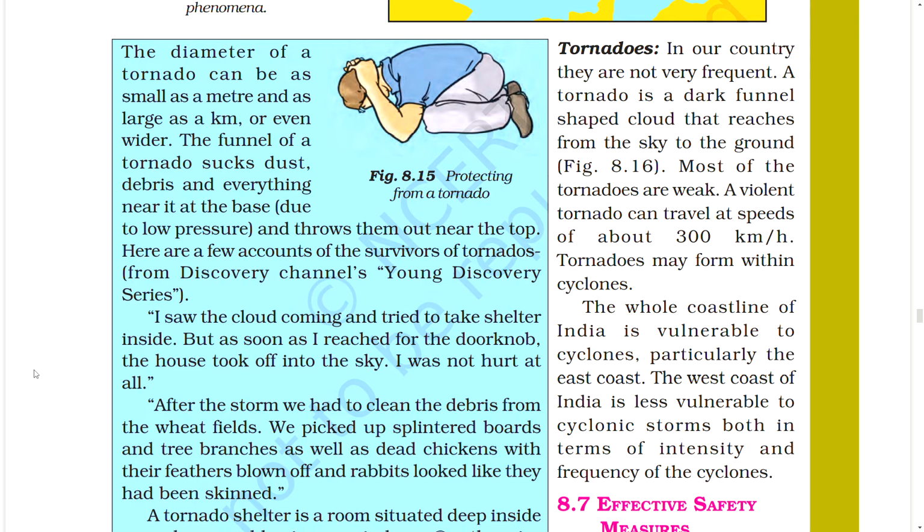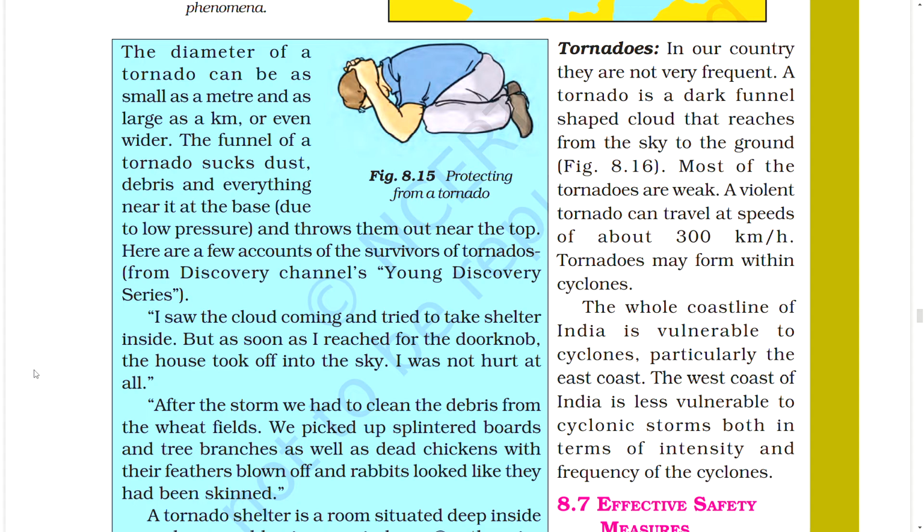Tornadoes. In our country, they are not very frequent. A tornado is a dark funnel-shaped cloud that reaches from the sky to the ground. Most of the tornadoes are weak. A violent tornado can travel at a speed of about 300 km per hour. Tornadoes may form within cyclones.